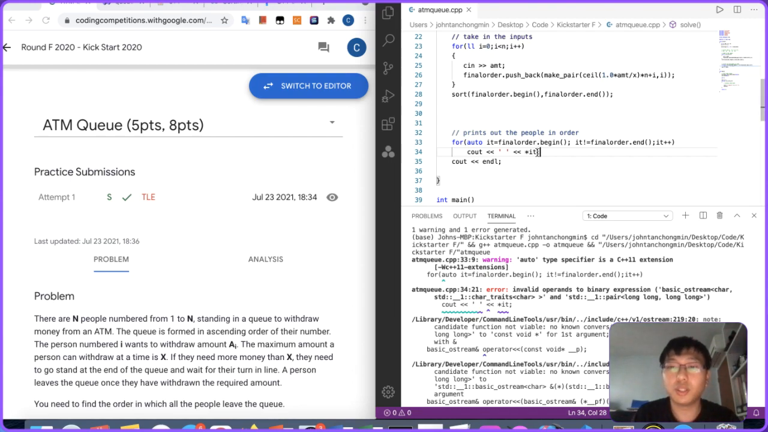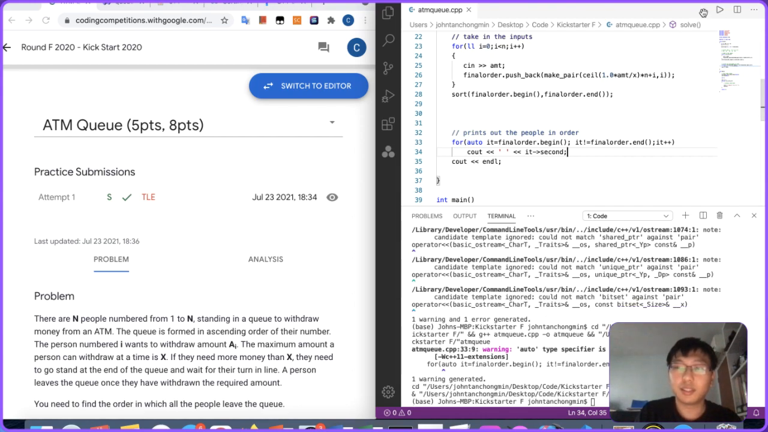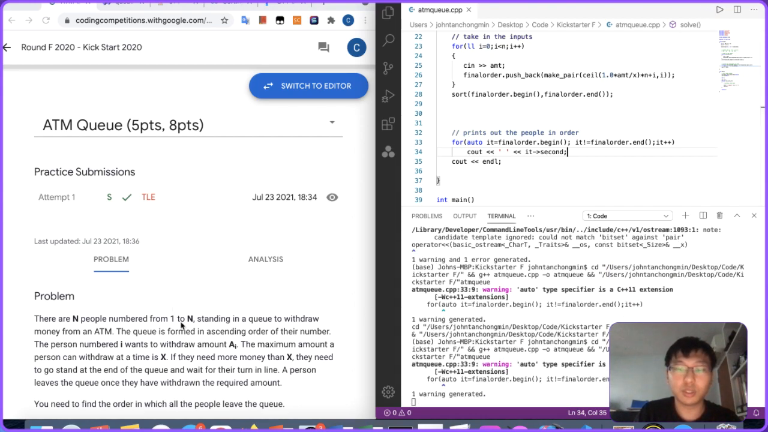So this one actually should be, we should just print out the second person. This is a pointer that points to the second element of my pair, which is i. Let's try this again. Warning. Okay, warning is fine. Warning is not an error. So let's try running this code.